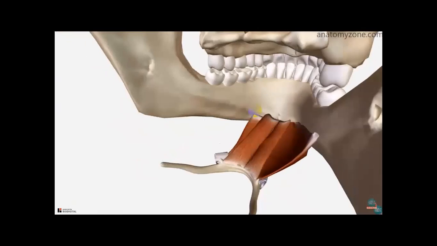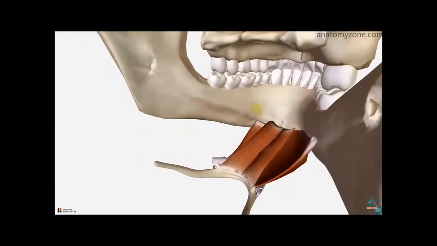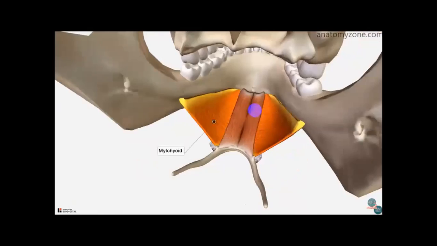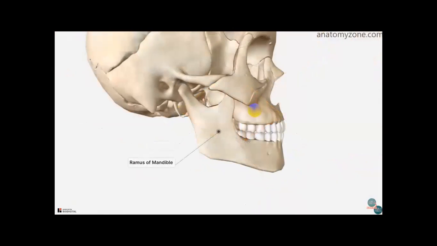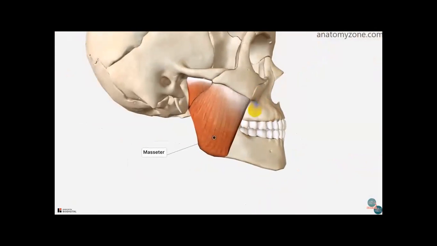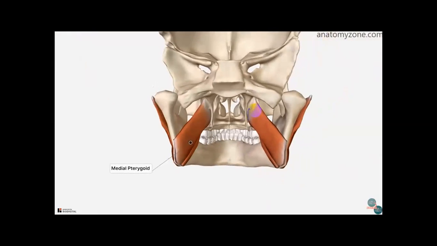I've just zoomed in and rotated the model, and you can see this ridge on the internal surface, which extends posterior superiorly from the symphysis in the midline. This is the mylohyoid line and gives origin to the mylohyoid muscle. Returning to the external surface of the mandible, let's take a look at the ramus. The ramus is the large, flat, lateral aspect of the mandible. The external, flat surface provides the origin for the powerful masseter muscle. The internal surface of the ramus provides the insertion site for the medial pterygoid muscle.